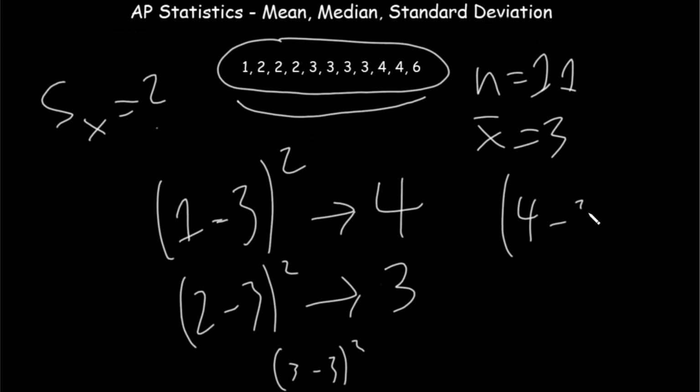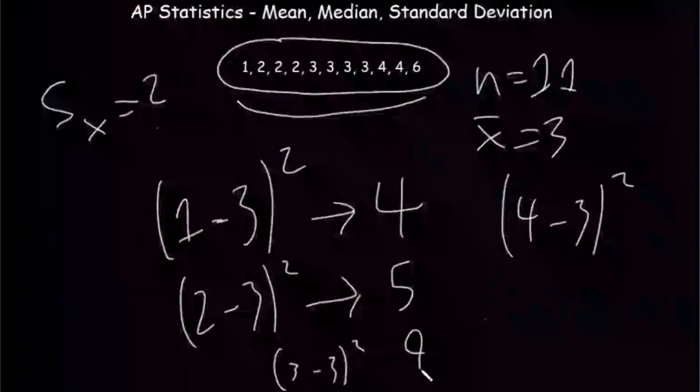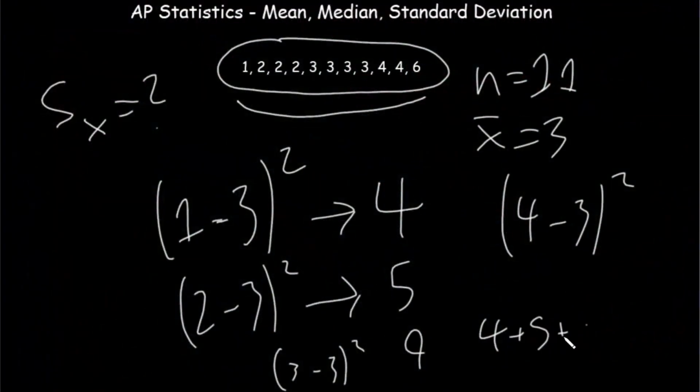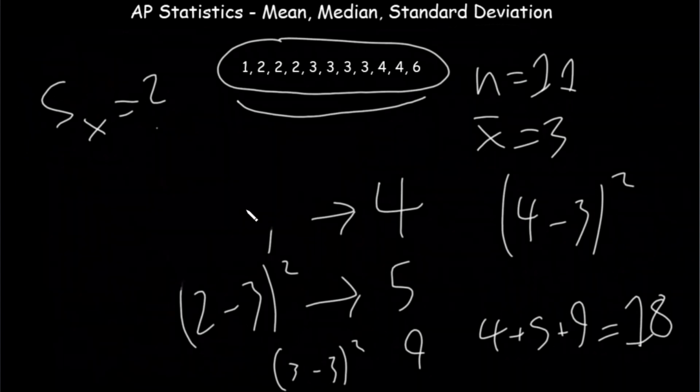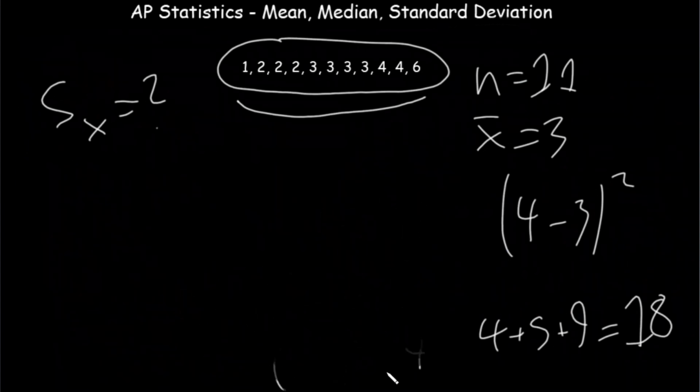Then we have 4 minus 3 squared, which is 1. Since there's 2 4s, there's going to be 2 more 1s, so we could just put 5 here. And then 6 minus 3 squared is going to be 9. So now you do 4 plus 5 plus 9, you end up with 18. Yeah, you end up with 18. And now we've calculated that part.